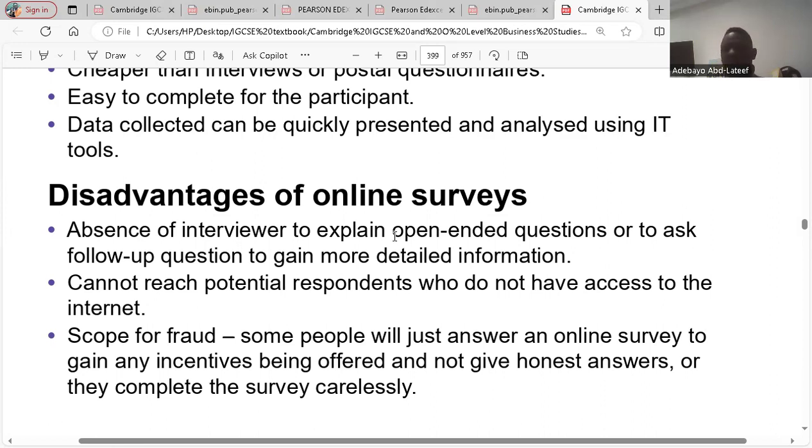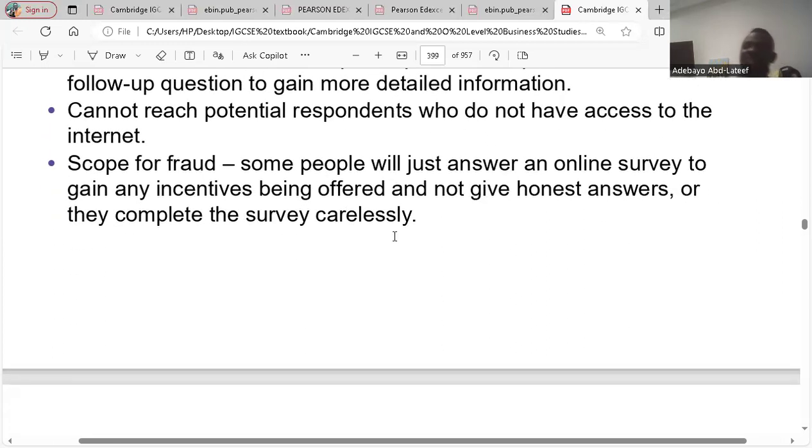Scope for fraud. Some people will just answer an online survey to gain an incentive being offered and not give honest answers, or they complete the survey carelessly. So it paves the way for fraudulent acts. Maybe because there's an incentive, you feel, oh, if I don't answer these questions in respect to what they are expecting of me, they won't give me those gifts. So I will be dishonest, and I'm giving answers that do not really reflect reality. Do you get the point? Yes. Okay.